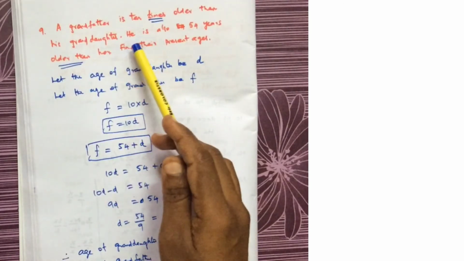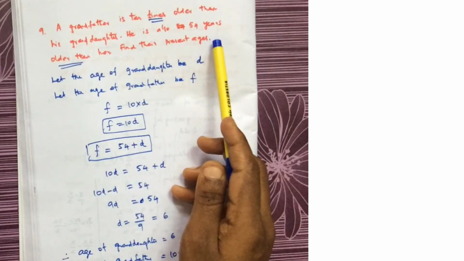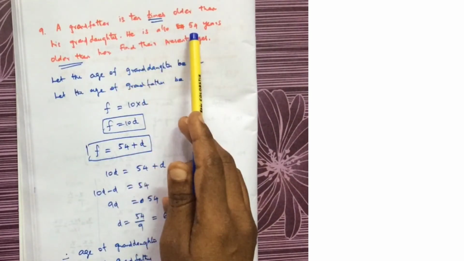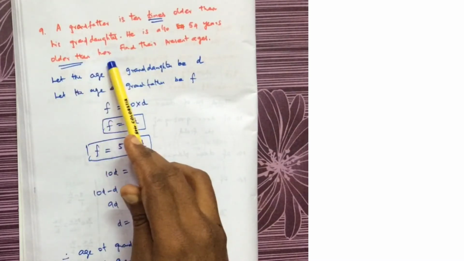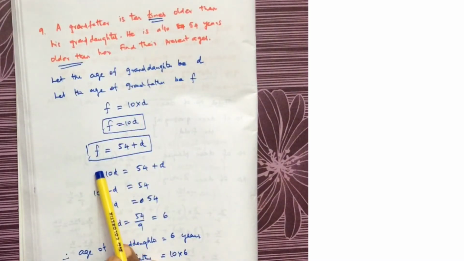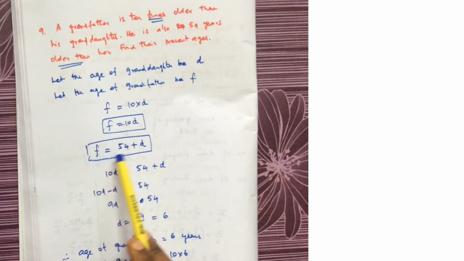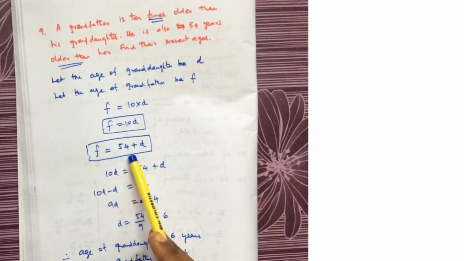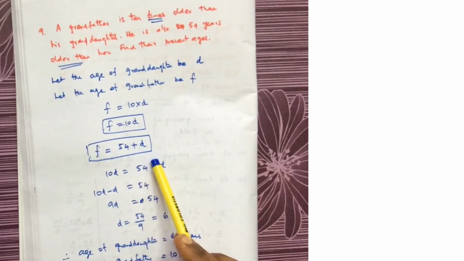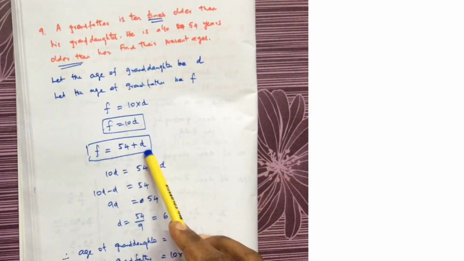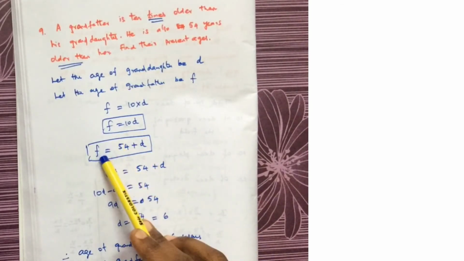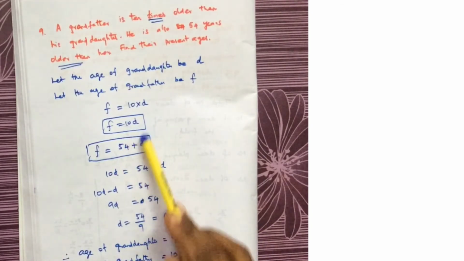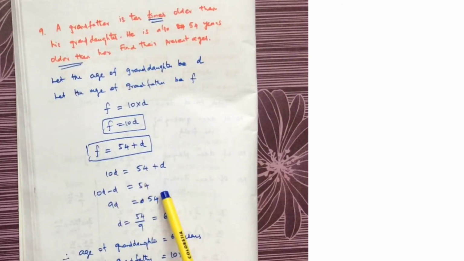The next statement given is, he is also 54 years older than her. He is also means the grandfather is also 54 years older than granddaughter. So here F, that is the grandfather, is 54 years older. So older than means it is plus, more than. F is 54 plus D. Now we can equate these two equations. Since the left hand side is F on both, the right hand side should be equal. Therefore 10D is equal to 54 plus D.